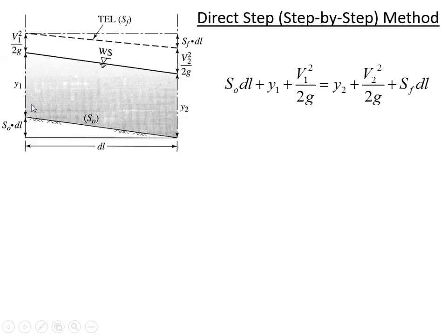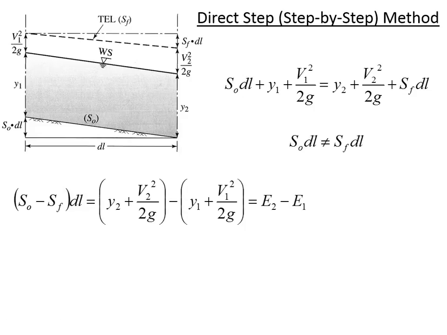And so we're saying that the energy at the top, the total energy line, or the energy grade line, as we called it back in fluid mechanics, can be accounted for by the depth, the velocity head, and then also the losses at location 2. And so S sub F times dl. S sub F is the slope of the energy grade line, and S sub F times dl is this section that's indicating how much energy was lost. And in uniform flow, S sub F dl is equal to S0 dl. But in non-uniform flow, those two aren't equal at all.